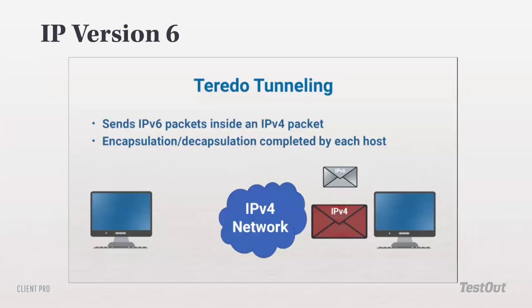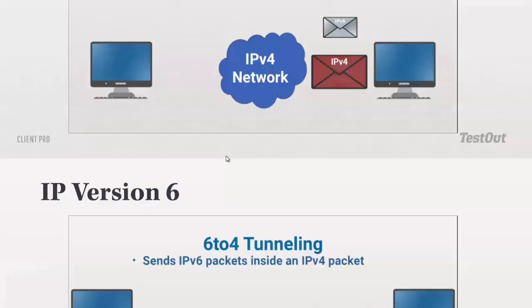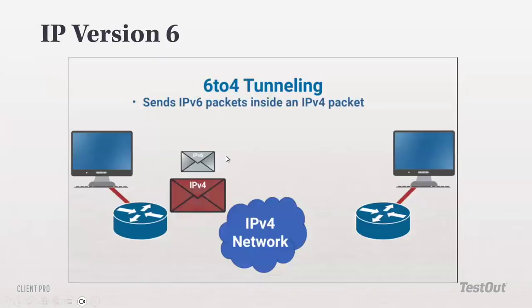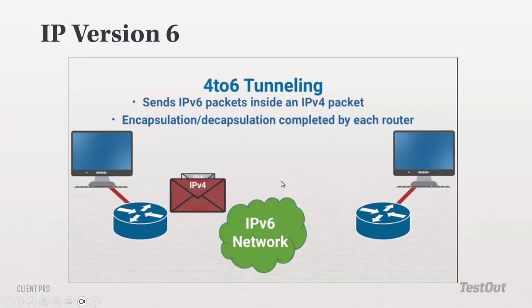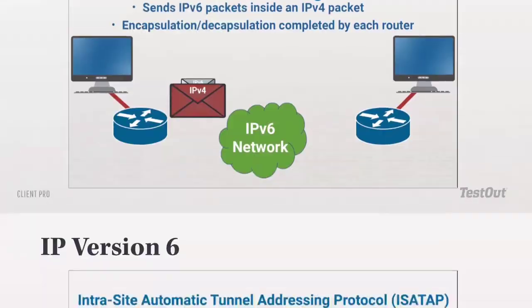And there's a couple different varieties. One is called Teredo tunneling. Again, IPv6 packets inside IPv4, and each host does the encapsulation and decapsulation. Then we've got what's called 6-to-4 tunneling. Again, IPv6 packets inside an IPv4 packet across the network. And then we also have 4-to-6 tunneling, where the routers are actually doing the encapsulation and decapsulation.